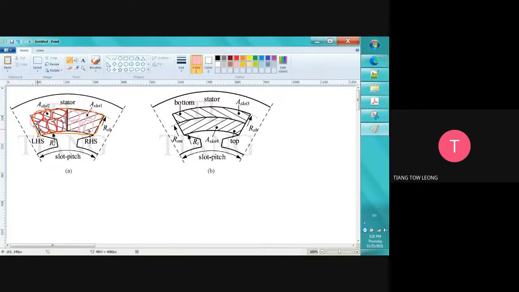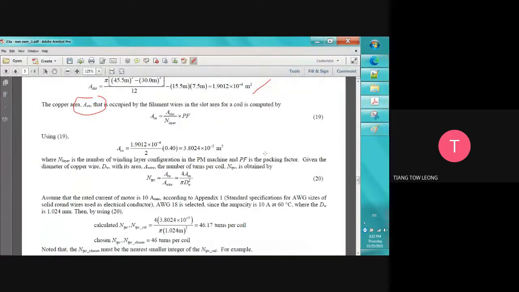Which means let's say we have already A slot here, we divide by the number of layers. Since this is 2 layer, we divide by 2. The total, then we divide by 2. After that, we need to know how good is the packing factor. We have a coefficient. Usually it's 40%, which means the copper area only takes up about 40%. The rest will be 60% of blank spaces, if let's say we wind by hand ourselves. If let's say we use a machine, yes, it may go to 70%. So it's A slot divided by number of layers times packing factor. Then we get our copper area.